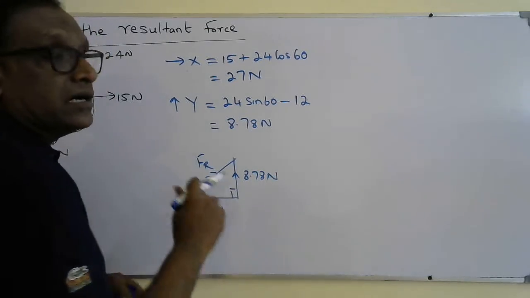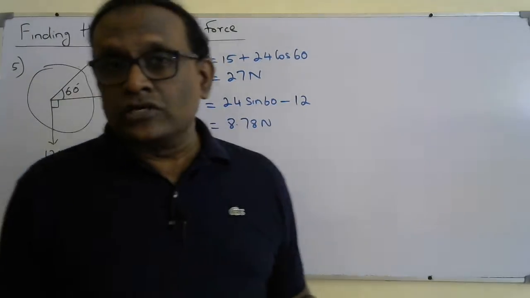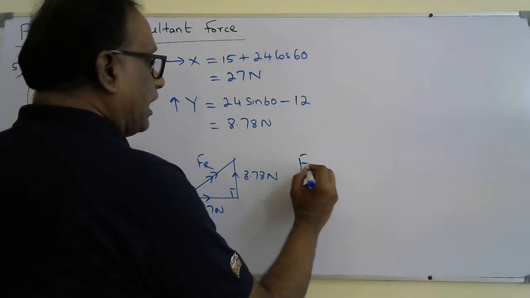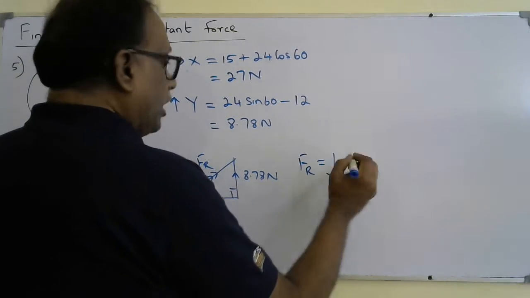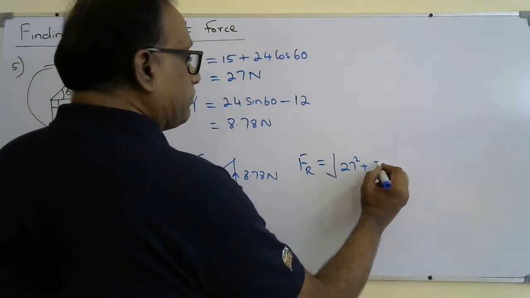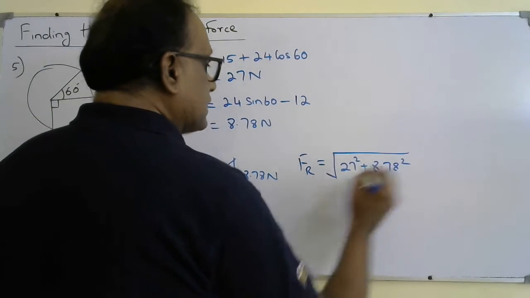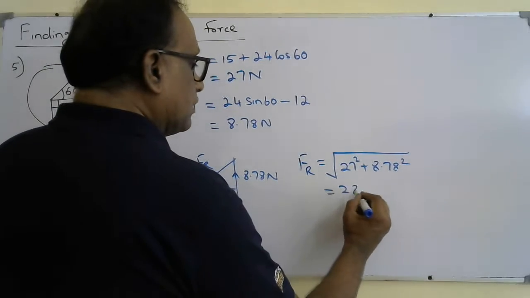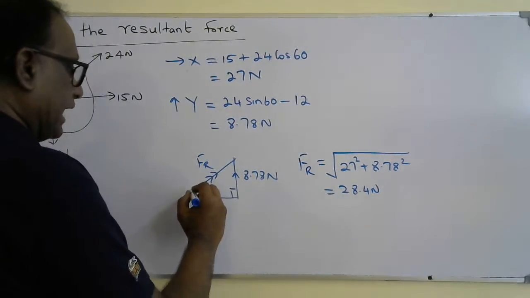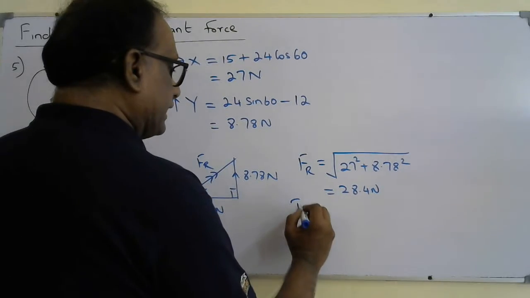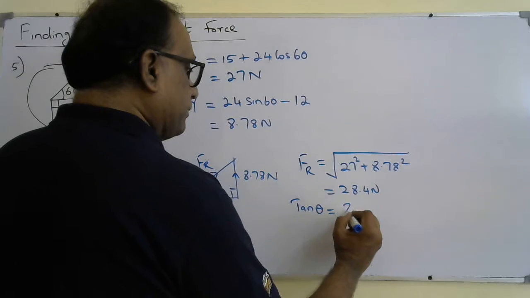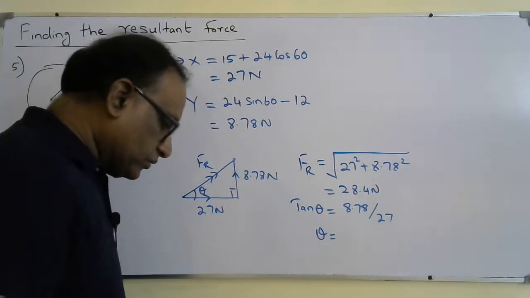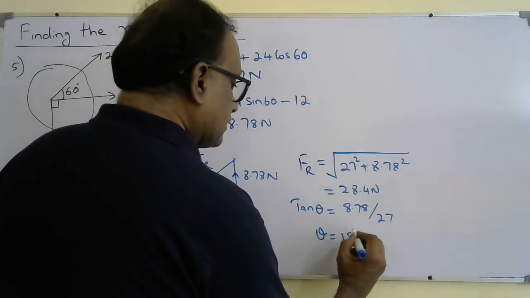So it is a right angle triangle. Actually I don't need to draw, because right angle triangle means I can use Pythagoras theorem. So the resultant force Fr is the square root of 27 squared plus 8.78 squared, which will be equal to 28.4 Newton. In this right angle triangle, for the direction of the resultant force theta, tan theta equals opposite 8.78 over 27. So theta will be equal to 18 degree.